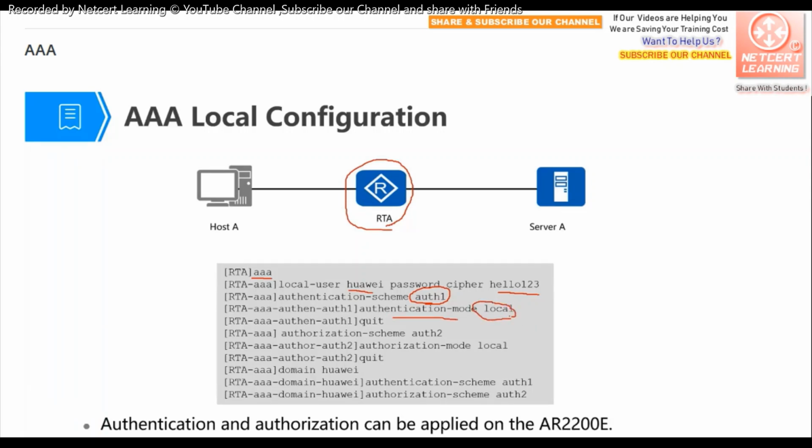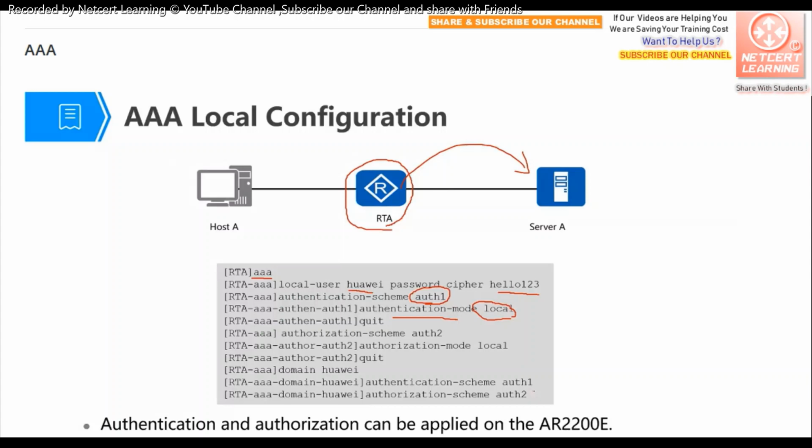Here, we can have different modes. The first mode is local. It means we will authenticate the users locally. On the router A, we store the username and password. If we configure the authentication mode to RADIUS, it means we will use the remote RADIUS server to store the username and password to authenticate the users.